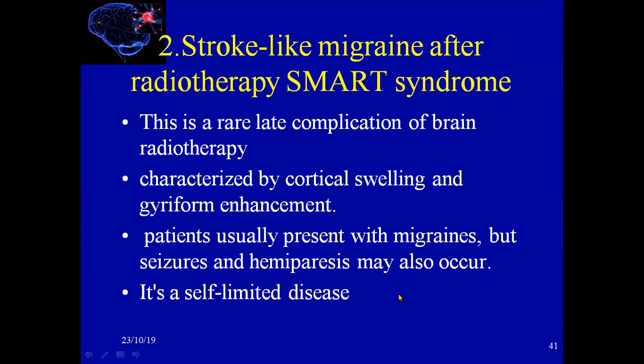Stroke-like migraine after radiotherapy is called SMART syndrome. This is a rare late complication of brain radiotherapy. It is characterized by cortical swelling and gyriform enhancement. Patients usually present with migraines, sometimes seizure, sometimes hemiparesis, and it is a self-limited disease.